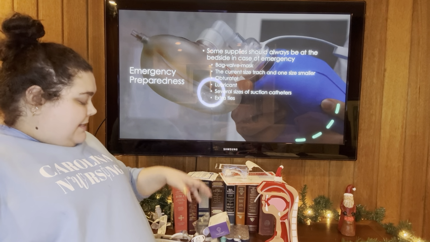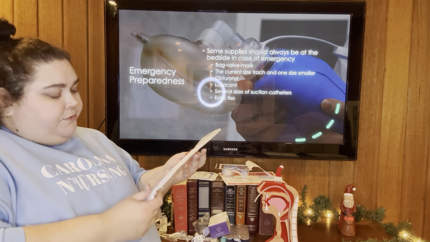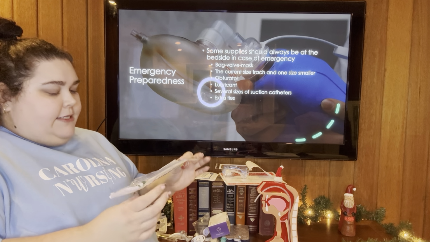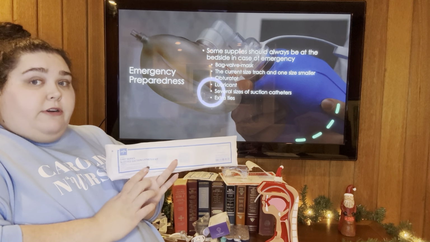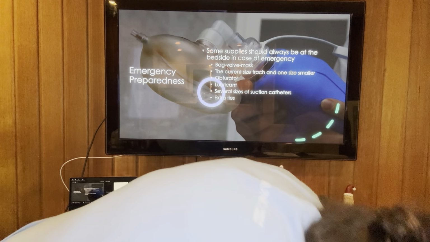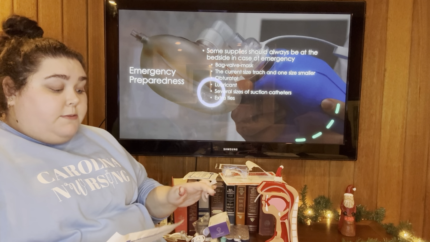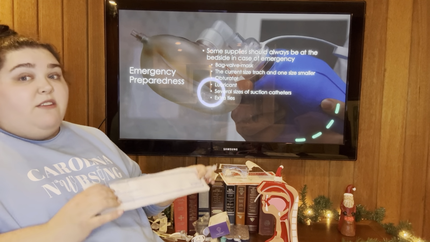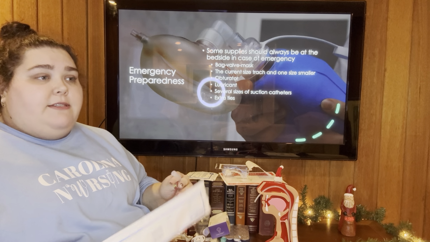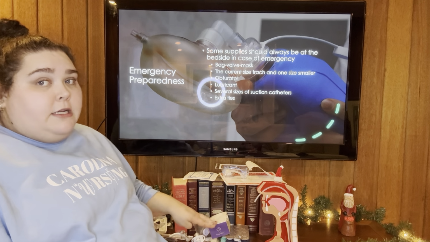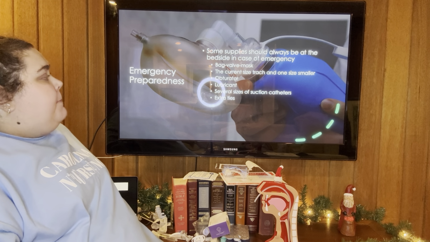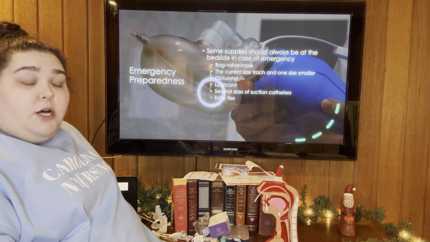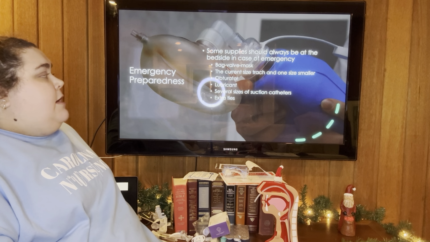Then you're going to want several sizes of suction catheters. Your suction catheters will all say what size they are on them. This one does not say, but it is a 14 French. You'll see different size suction catheters in the supply closets. You'll want to have a 14, a 12, a 10, just to have different options in case you can't pass one size, or if there's a plug that's too big for a smaller size. And then you want to have extra ties just in case. Always have a couple sets of extra ties in the room in case something happens to them.